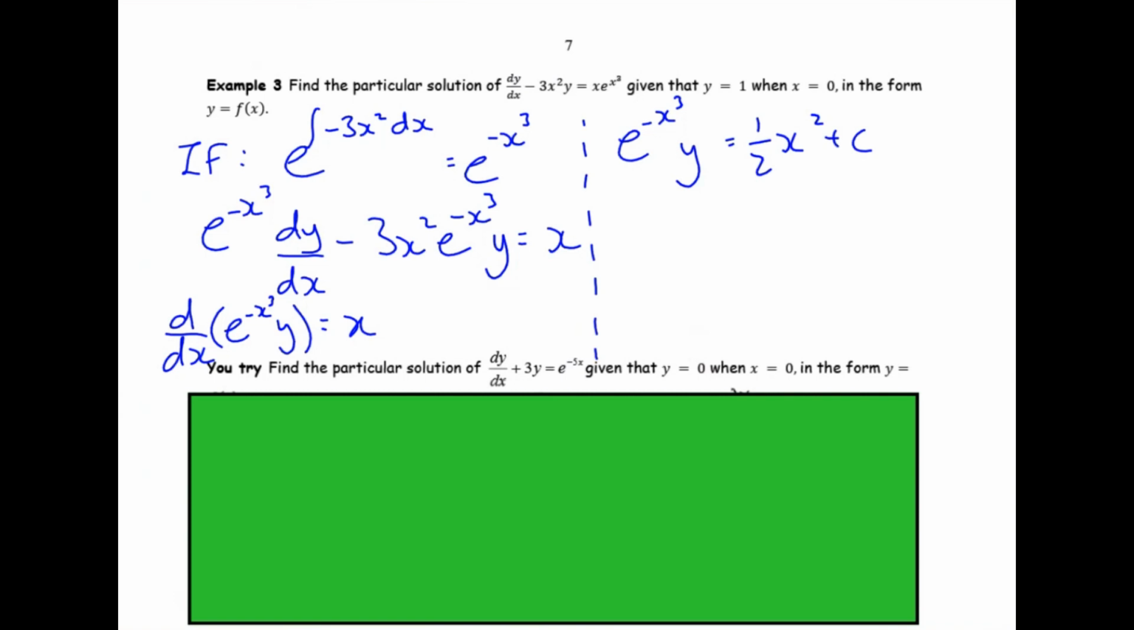In the question it tells me that when y is 1, x is 0, so I can sub these in to find the particular solution. So I get e to the 0 times 1 equals a half times 0 plus c. This gives me that c equals 1.